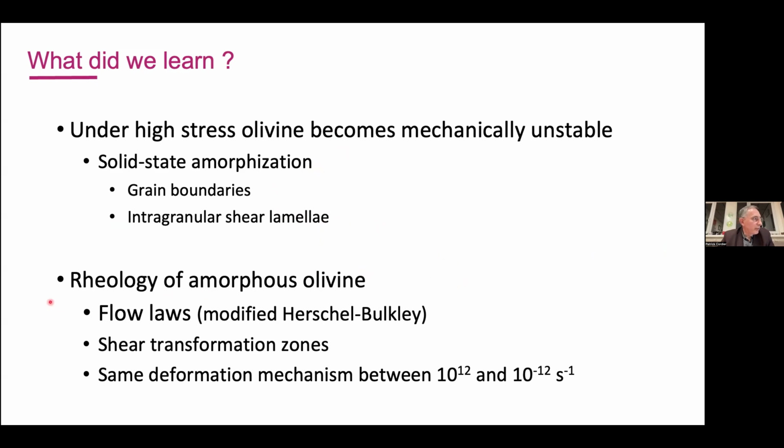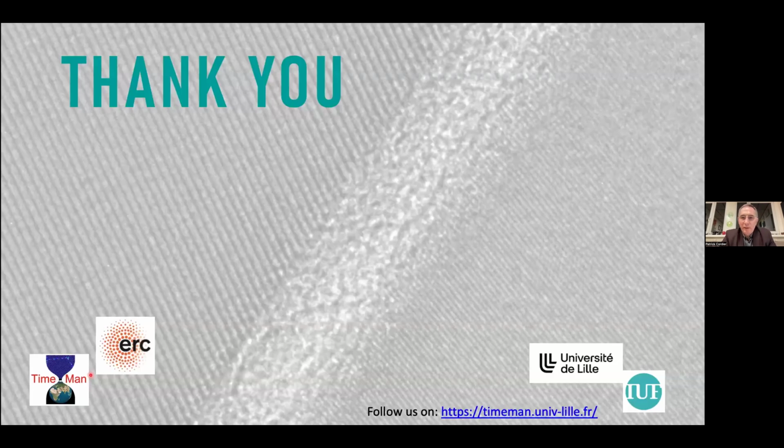We studied the rheology of amorphous olivine. We have flow laws which take into account pressure, temperature, strain rate. We know the mechanism which is associated with that, the shear transformation zone, and we demonstrated that this mechanism is valid across a very wide range of strain rate. And it's on this positive conclusion that I stop, and I thank you very much for your attention.